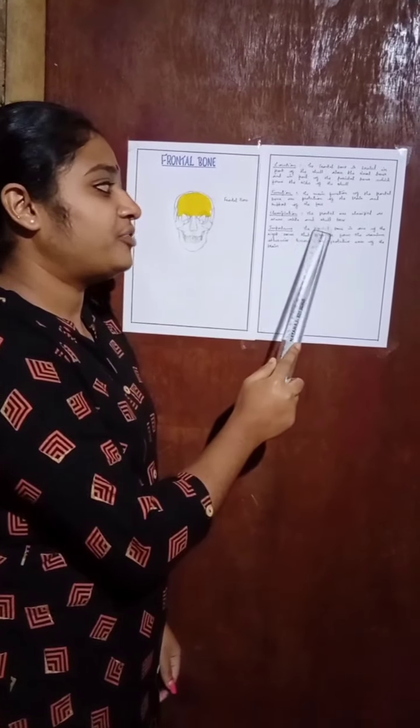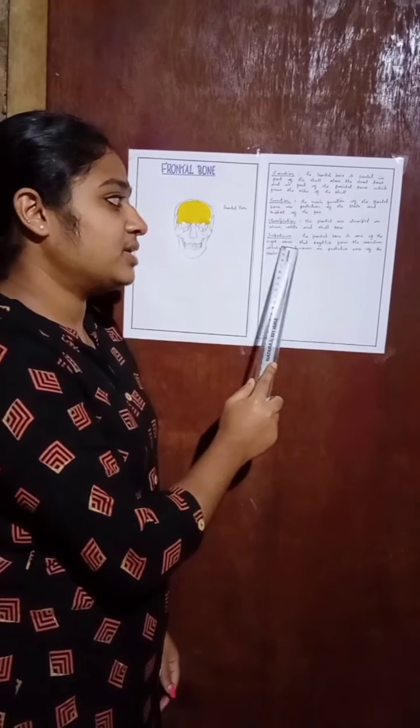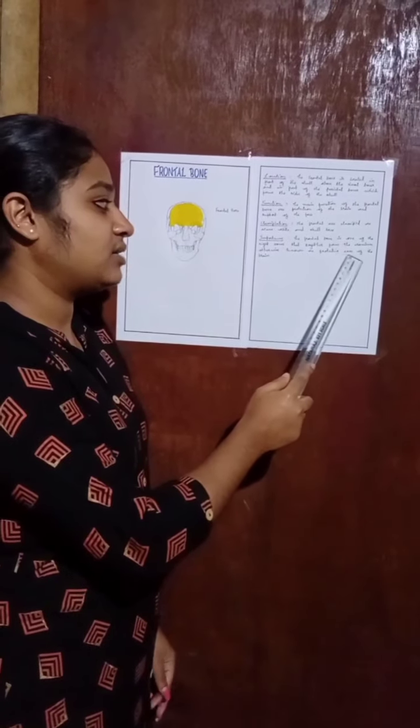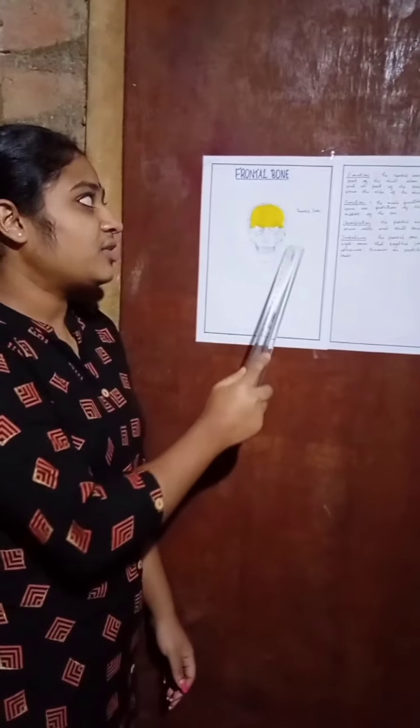The importance of the frontal bone is that it is one of the 8 bones that together form the cranium, otherwise known as the protective case of the brain. This is the structure of the frontal bone.